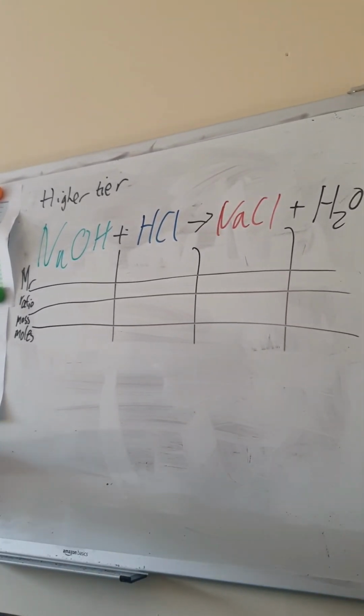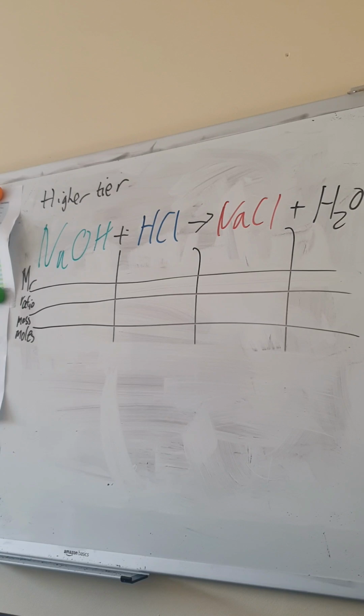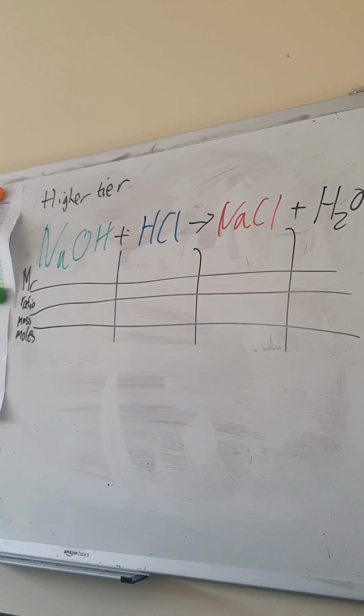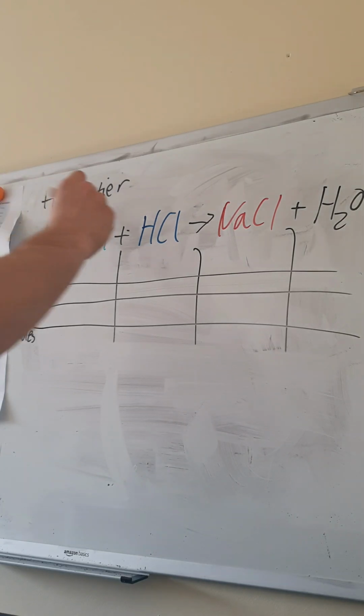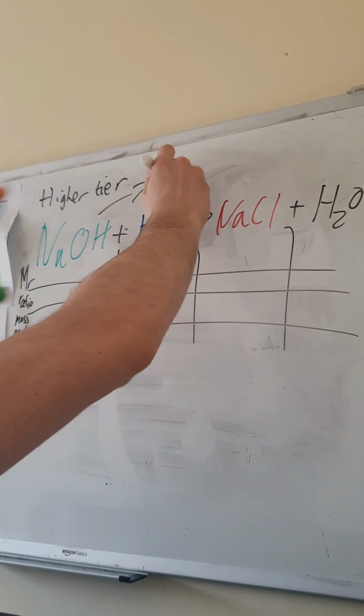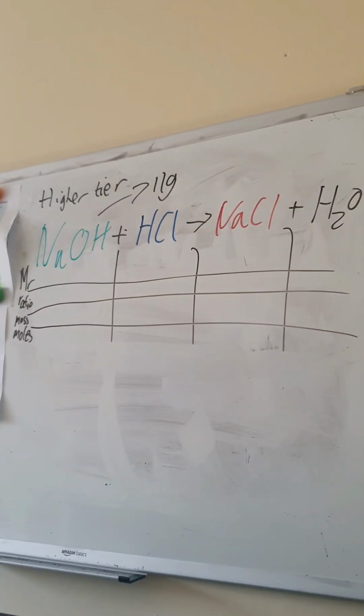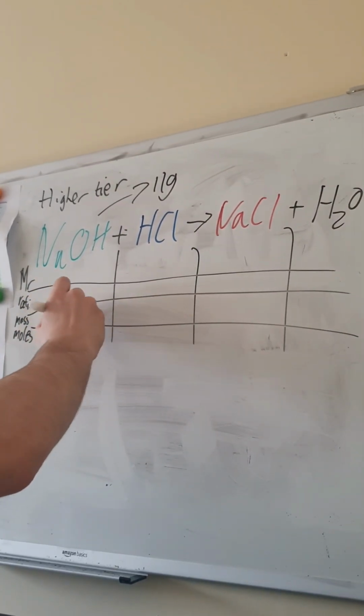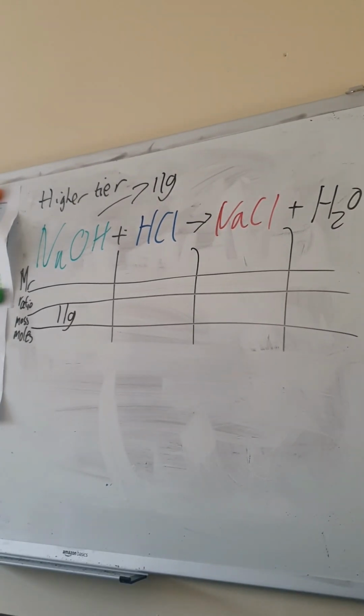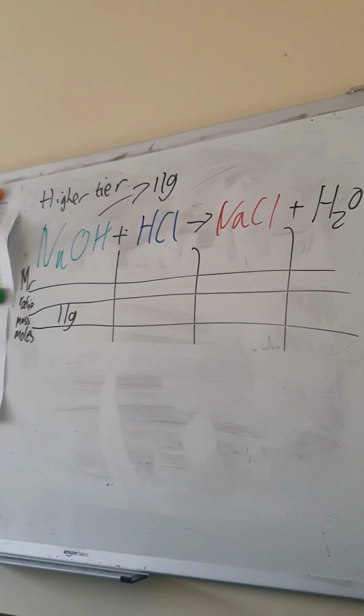And we're going to work everything out, but it might ask you just to find a single chemical, or the mass of a single chemical, or the moles of a single chemical. And we're just going to use all of the knowledge we have to try and figure that out. Okay? I'm going to start and say that we have 11 grams of sodium hydroxide. So, our mass is 11 grams. Okay?